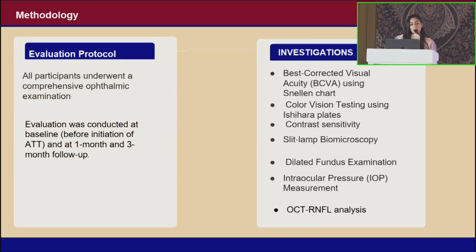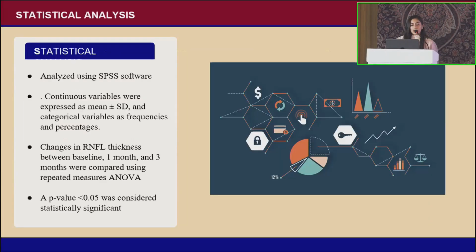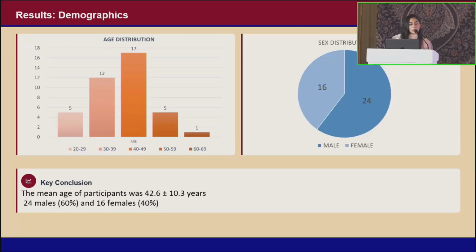All participants underwent a comprehensive ophthalmic evaluation at baseline, 1 month and 3 months. The investigations included best corrected visual acuity, color vision testing, contrast sensitivity, slit lamp biomicroscopy, dilated fundus examination, intraocular pressure, and RNFL analysis. SPSS software was used for statistical analysis. Now the results. This is the age distribution graph. The mean age of the participants was 42.6 plus minus 10.3 years; 24 were males and 16 were females.